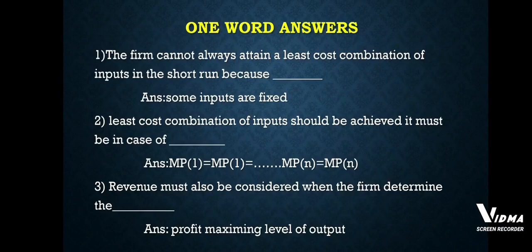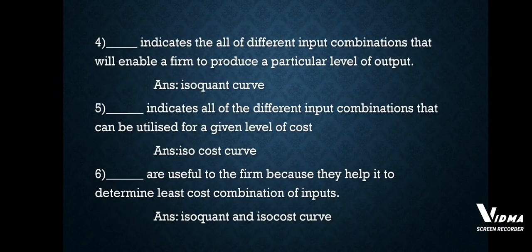Let us see certain 1 marks related to the determination of least cost combinations. The firm cannot always attain a least cost combination of inputs in the short run because some inputs are fixed. Least cost combination of inputs should be achieved when the marginal productivity of labor is equal to the marginal productivity of capital, up to n times. Revenue must also be considered when the firm determines the profit maximizing level of output.